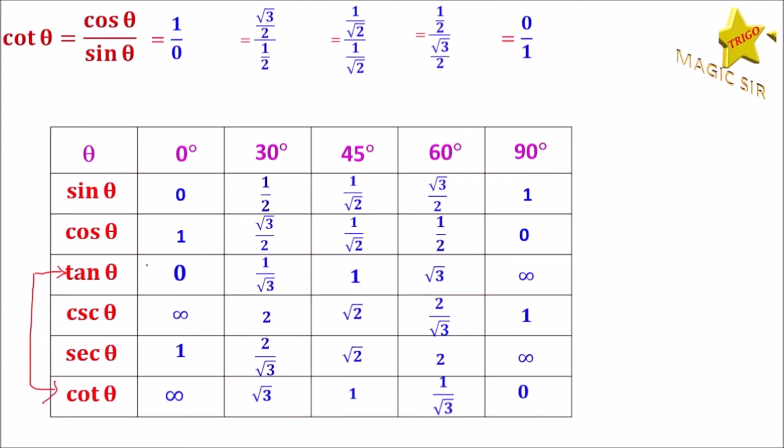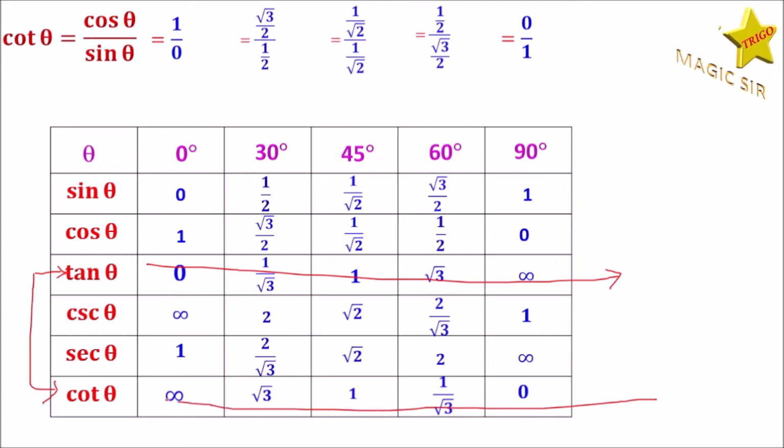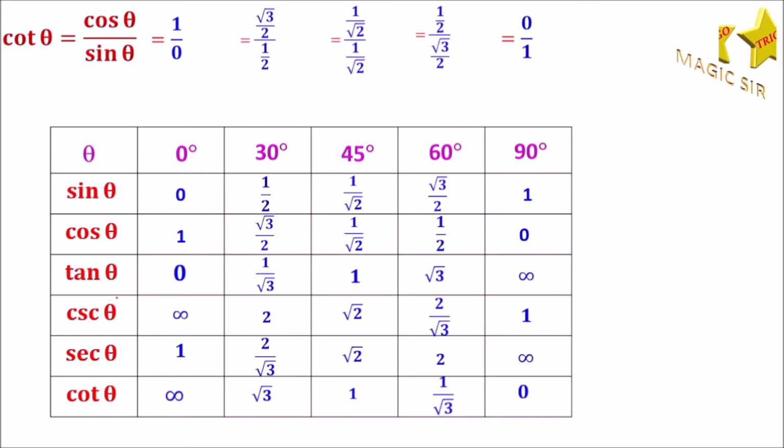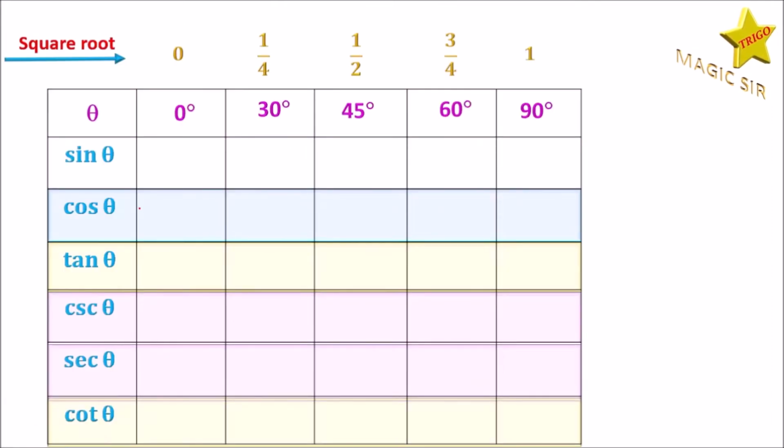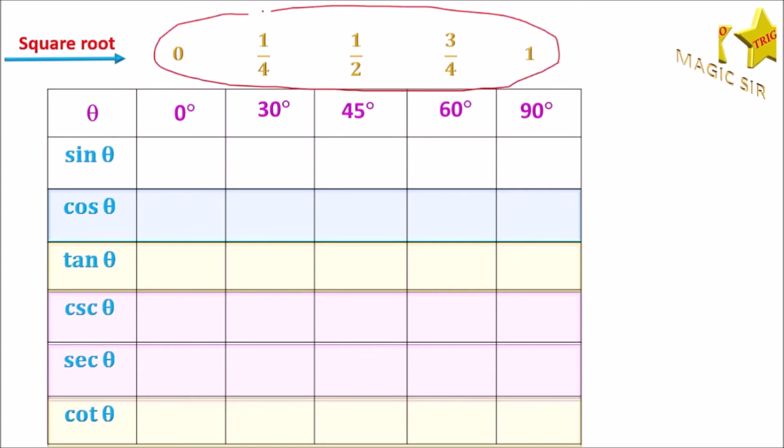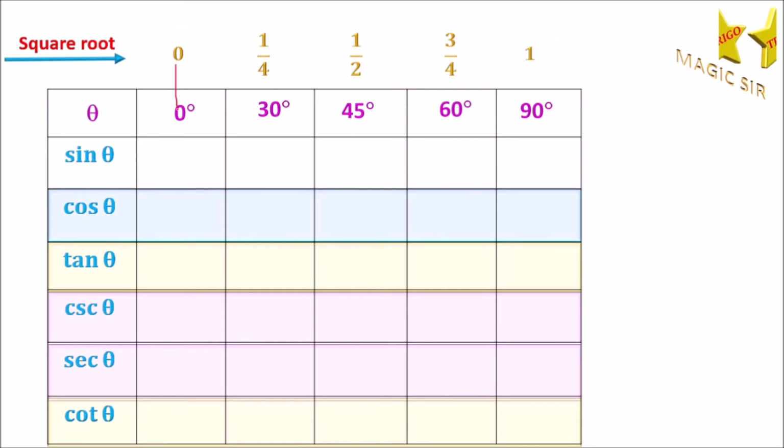Compare the order of these values of tan theta and the order of values of cot theta. Is it in reverse order? Yes, it is. Now it is time to prepare the trigonometric table in just 5 minutes. Write down these 5 fractions as shown in the image. 0 for 0 degree, 1 upon 4 for 30 degrees, 1 upon 2 for 45 degrees, 3 by 4 for 60 degrees and 1 for 90 degrees.